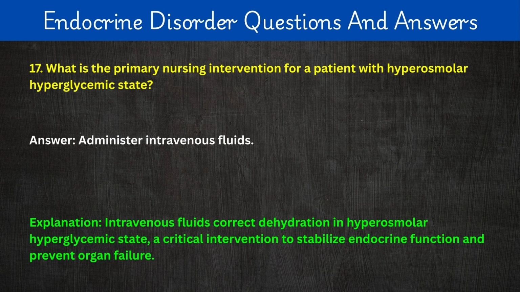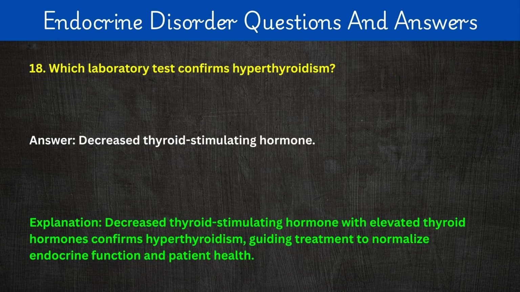17. What is the primary nursing intervention for a patient with hyperosmolar hyperglycemic state? Answer: Administer intravenous fluids. Explanation: Intravenous fluids correct dehydration in hyperosmolar hyperglycemic state, a critical intervention to stabilize endocrine function and prevent organ failure.